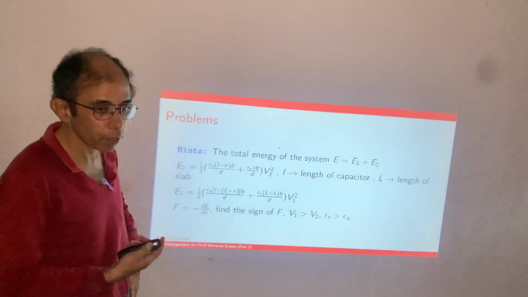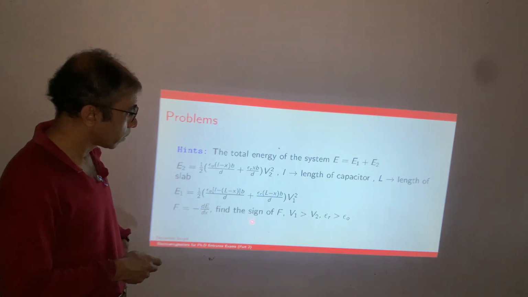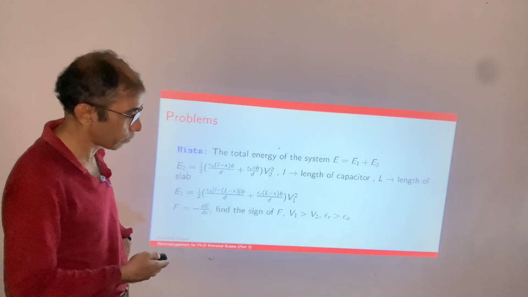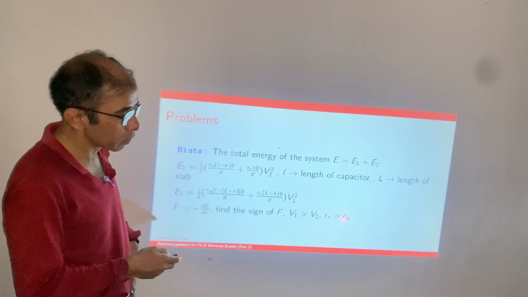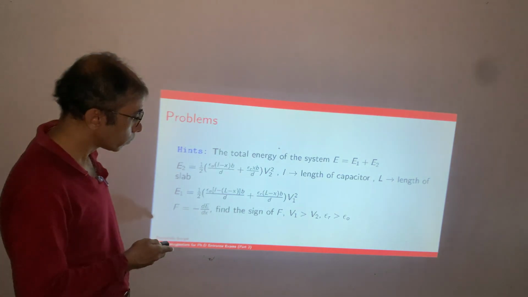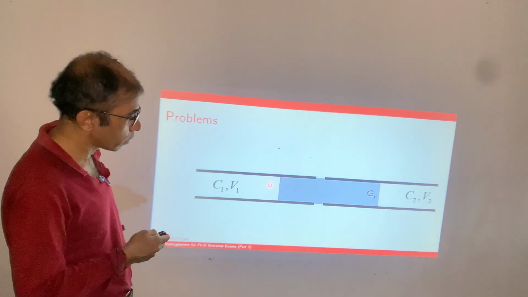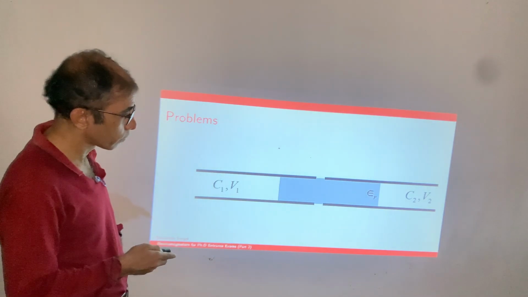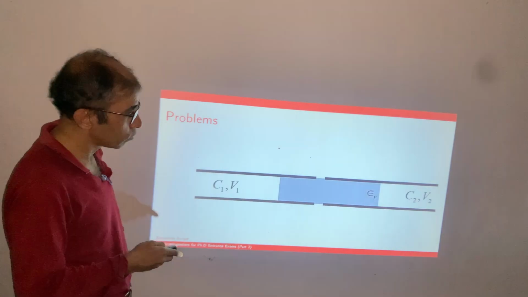From here I can find the force. Force is minus dE by dx, and we have to find the sign of F, whether F is positive or negative. Remember, V1 is greater than V2 and epsilon r is greater than 1. The sign will tell whether the dielectric slab will move in this direction or in that direction. So if F is positive, that means it's going to move in this direction, sorry.